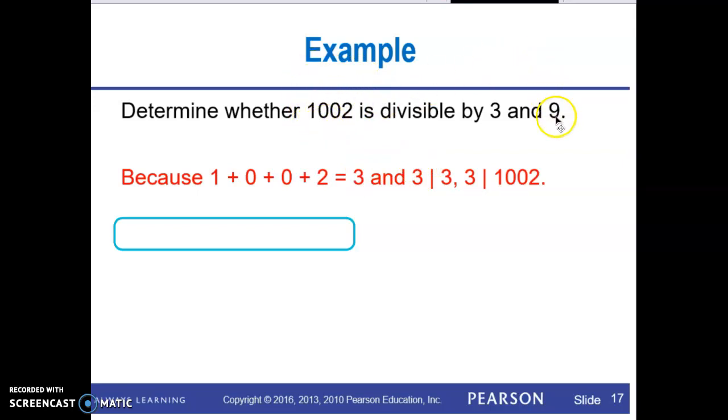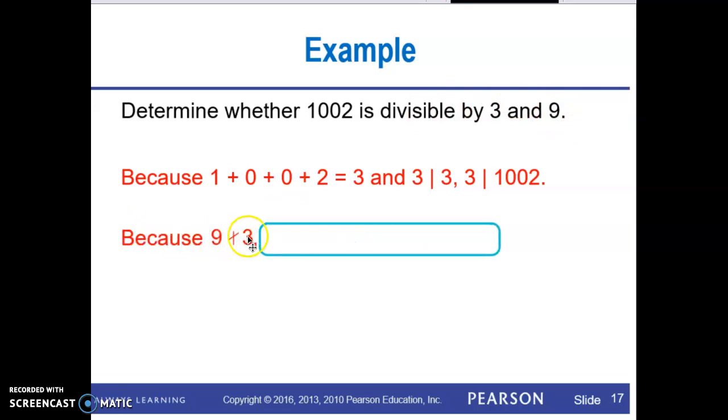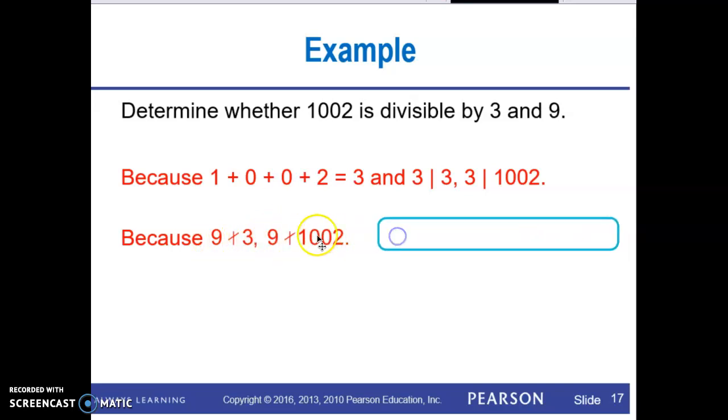All right, and the same thing is going to be true for 9. So does 9 divide 3? No, 9 does not go into 3 with a remainder of 0. So therefore, 9 does not divide our original number. Now notice, just like we talked about in the last video, just because 3 divides 1002, that doesn't necessarily mean 9 is going to be a yes. In this case, 3 was yes and 9 was no.